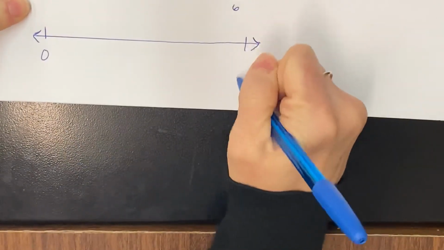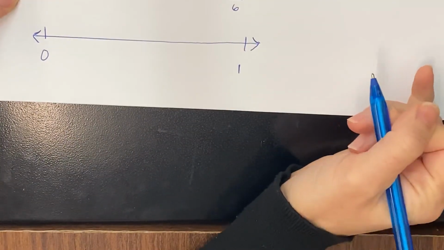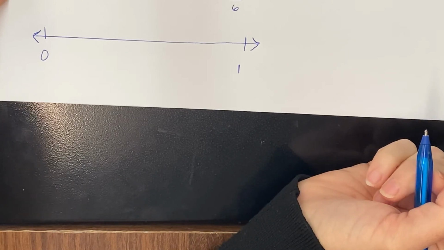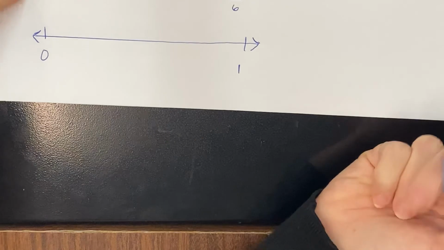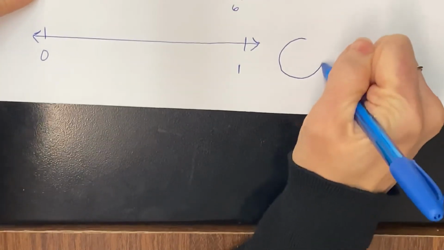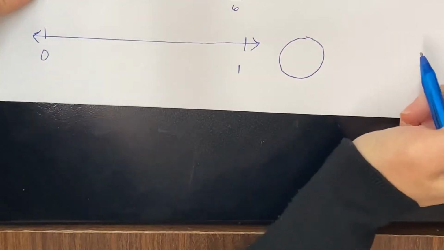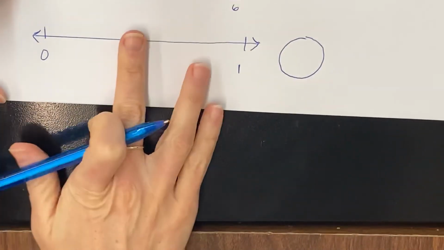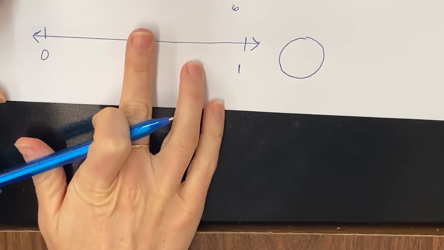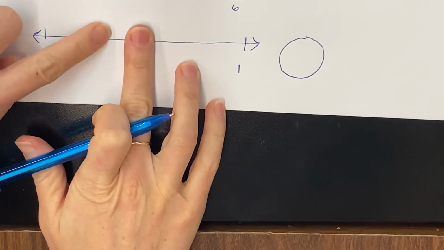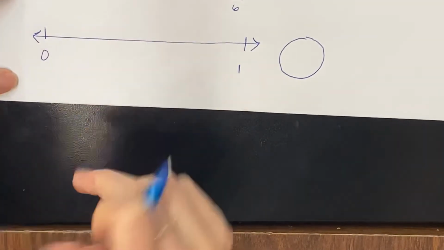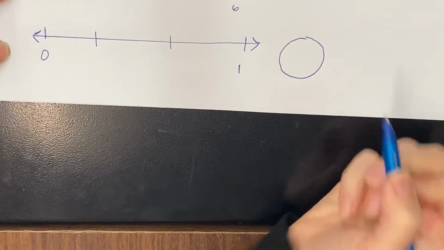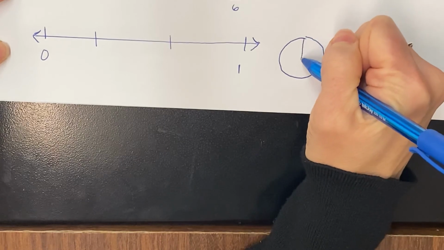Label it 0 and 1. This time I'm just going to break this apart into thirds. 3 is an odd number, so you cannot split it down the center. Let's compare it to a circle. Okay, to make thirds, I'm going to find the middle. I'm not going to put a tick mark there, but I'm going to find the middle and put a mark on one side and one on the other side, trying to make it as even as possible. In a circle, it would look like this.